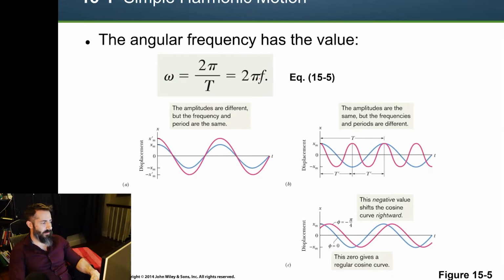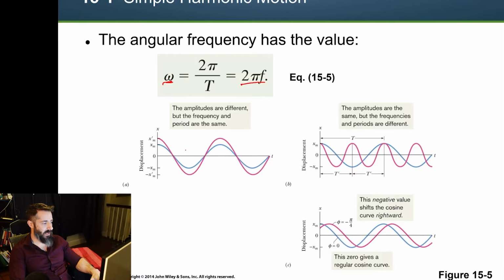Okay, so we have another equation here. This is pretty useful. Omega is equal to 2 pi times the frequency. 2 pi, remember, that's usually your transition between radians and degrees. So you can also take 2 pi and divide it by the period, and then remember that 1 over period is just equal to frequency, so it's the same thing, right?